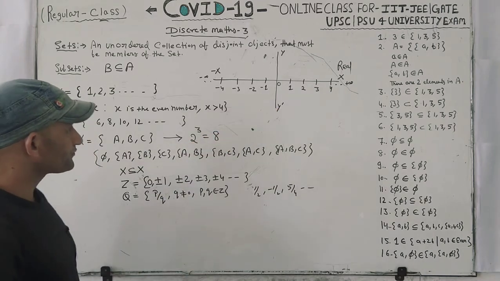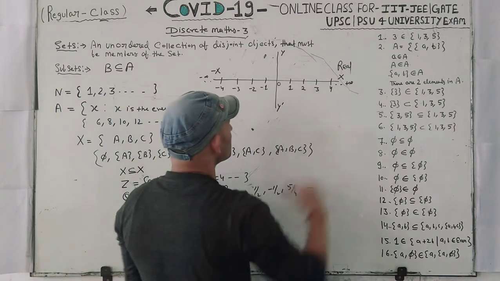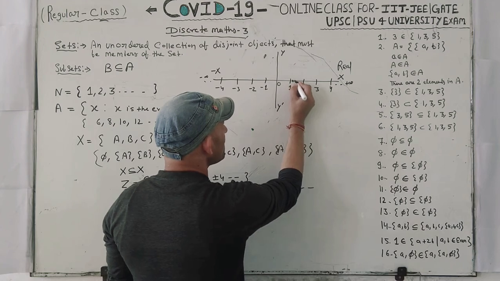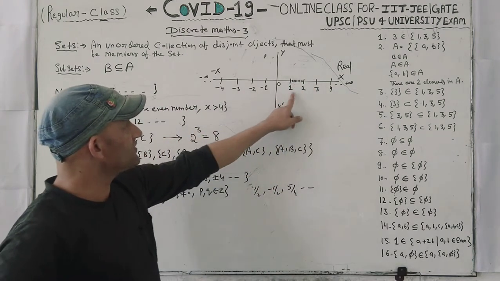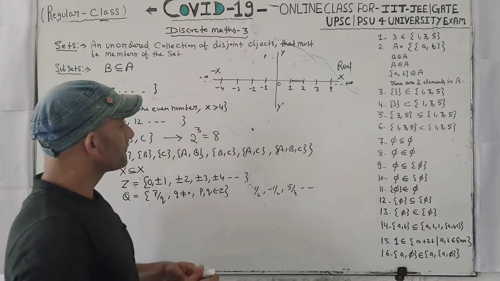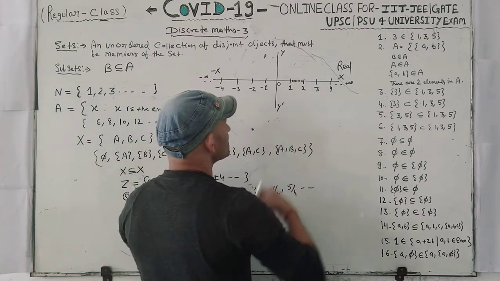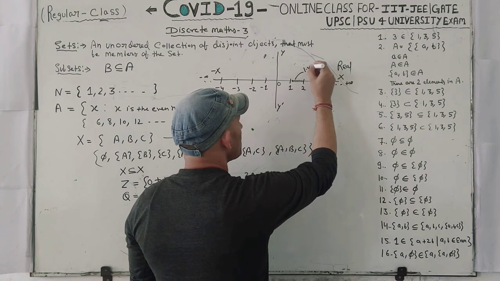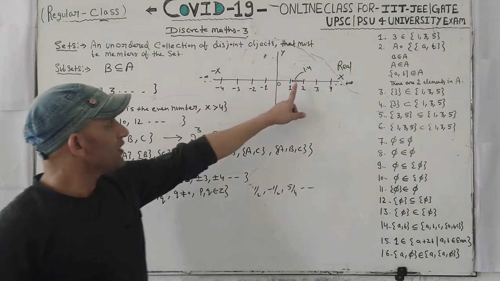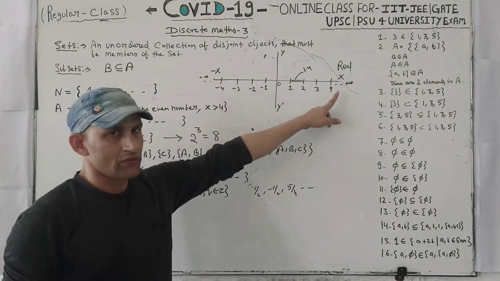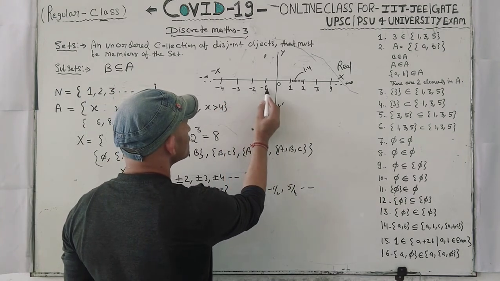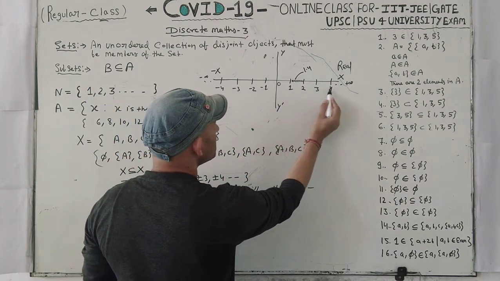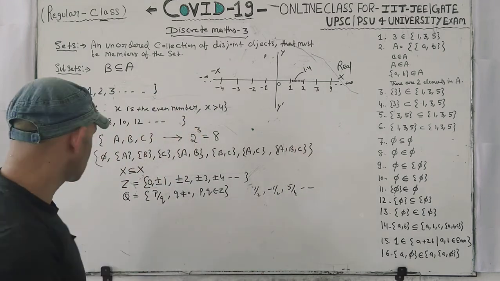Both are the same. So in the real numbers, there are also infinitely many numbers between these digits. There are many numbers, for example 1.4. So 1.4 also belongs to the real numbers, but these minus 4, minus 3, minus 2, minus 1, 0, 1, 2, 3, 4 are the integers.